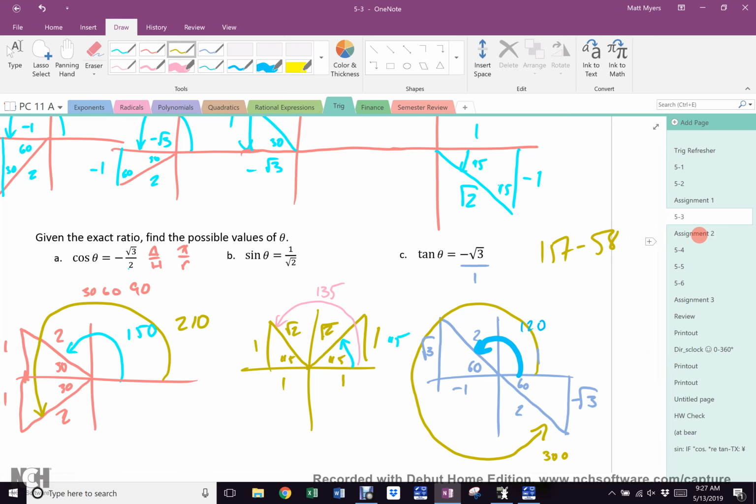What is the next thing? Assignment 2. What will we be doing tomorrow by the end of class? Marking assignment 2. What else will we be doing tomorrow? Before we do that, what did you do Friday that we haven't dealt with? Your cumulative. We will be going over your cumulative and you will be getting it back. Aight?